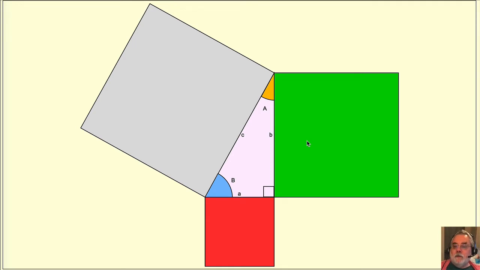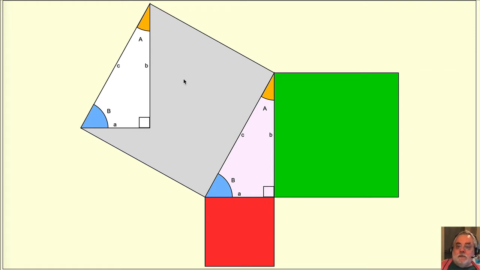Let's do something with the gray square to see if we can prove this. Let's clone a copy of the triangle and slide it to the left and upwards until it touches the side of the gray square. The side of the square is the same length, C, as the hypotenuse of the triangle, because that's the size we made the gray square.